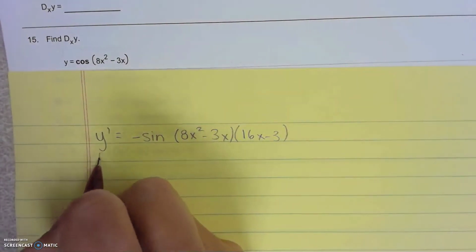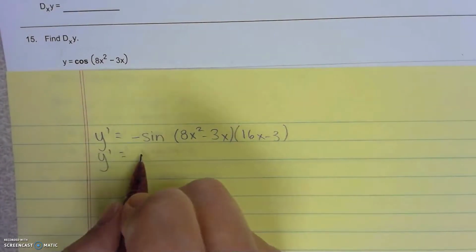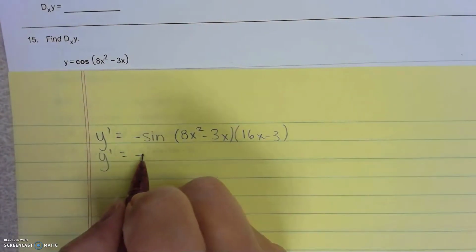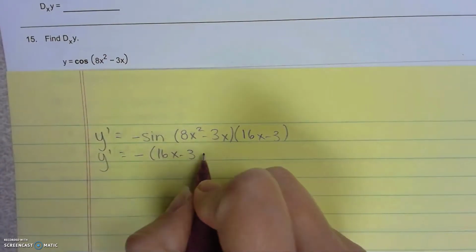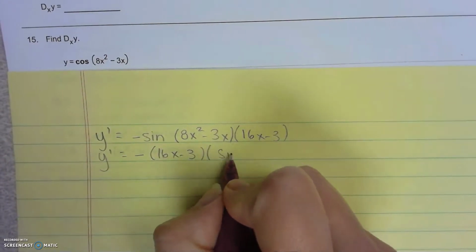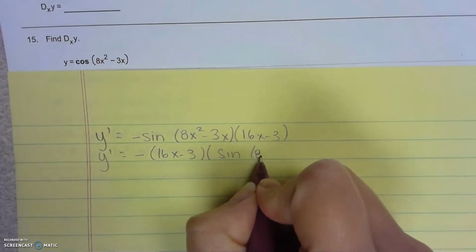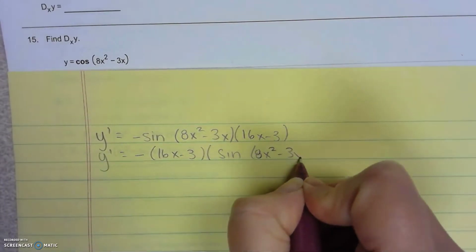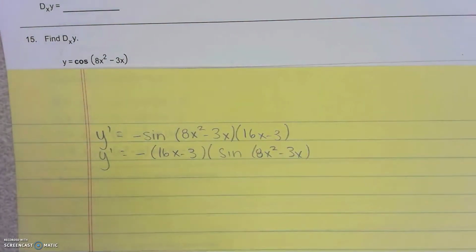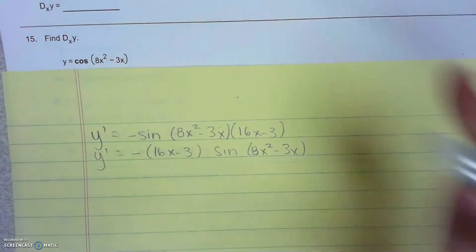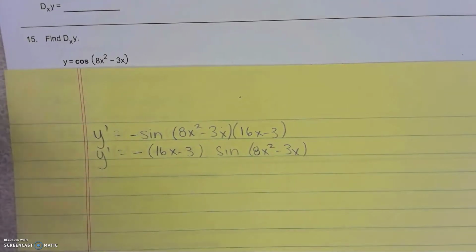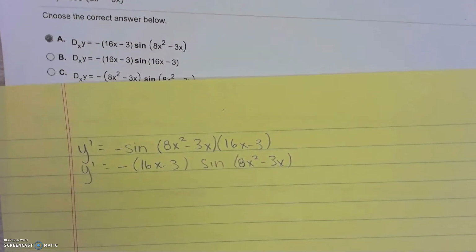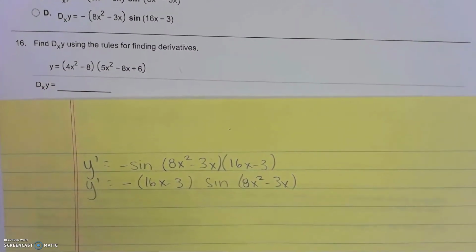Then you can rewrite that, bringing this 16x minus 3 up to the front, so negative (16x minus 3), and then we multiply it times the sine of 8x squared minus 3x. You can leave this parenthesis off right there. And that would be the answer to that. Alright, looking at the next one.